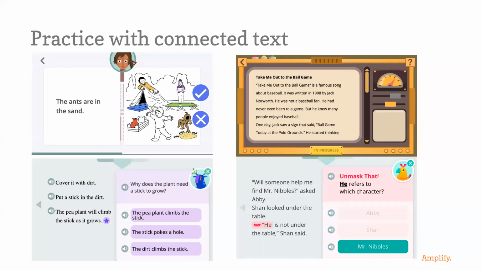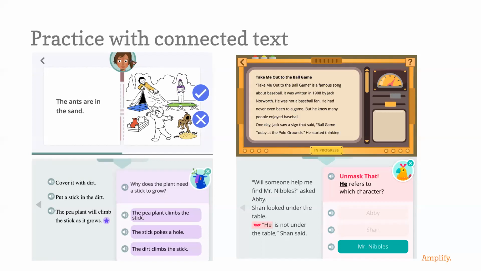We also have a game that explicitly focuses on reading fluency, and this is Story Lab. It's the game on the upper right. In this game, they listen to a model of the text being read aloud as a model of good fluency and expression, and then they practice reading the text themselves.